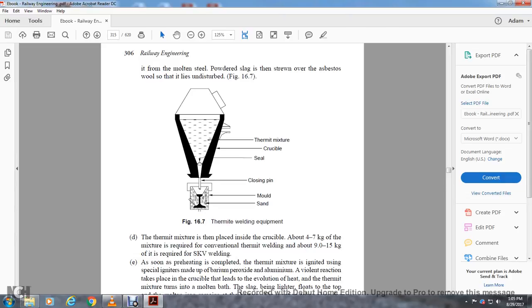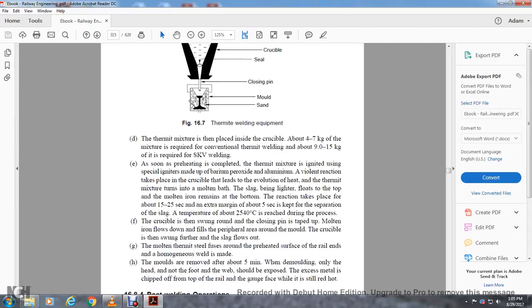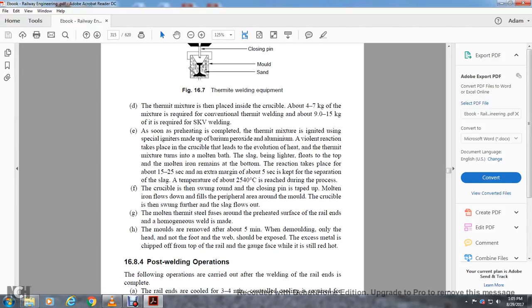Our thermite mixture is placed inside the crucible. About 4 to 7 kilograms of the mixture is required for conventional thermite welding. About 9.0 to 15 kilograms are often used in short preheating welding. Assume preheating is complete. The thermite mixture is ignited using special igniters made with barium peroxide and aluminum.